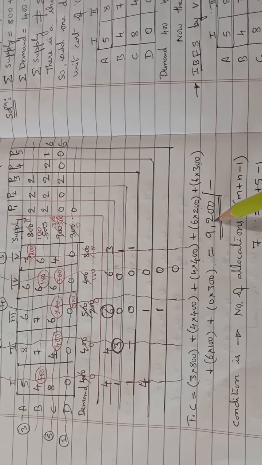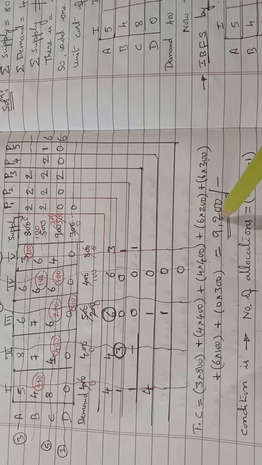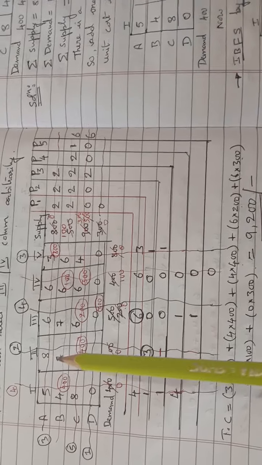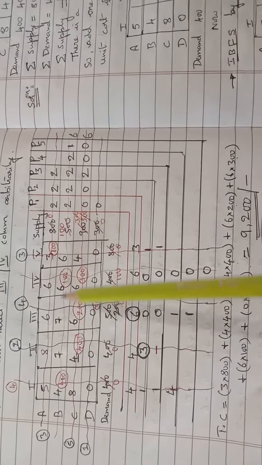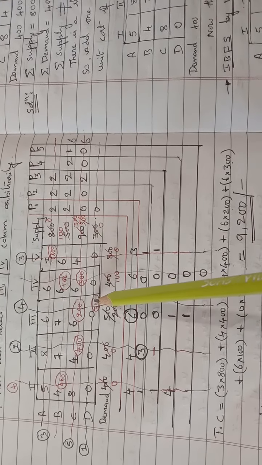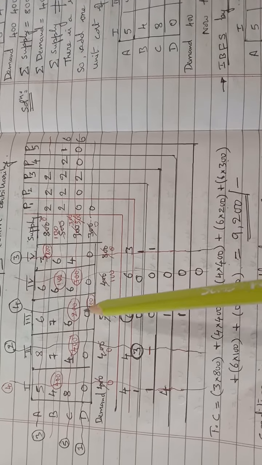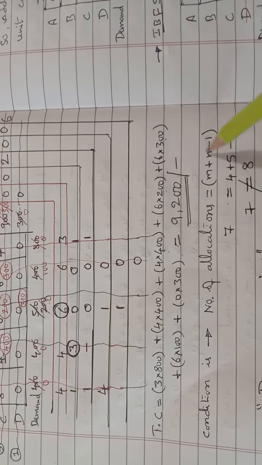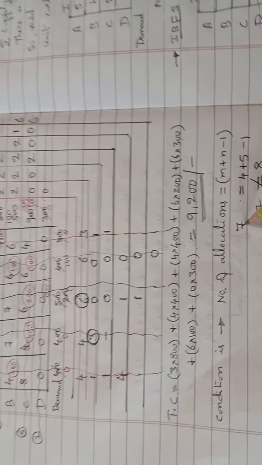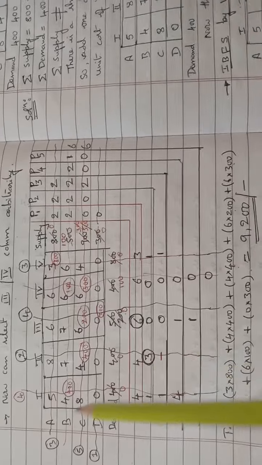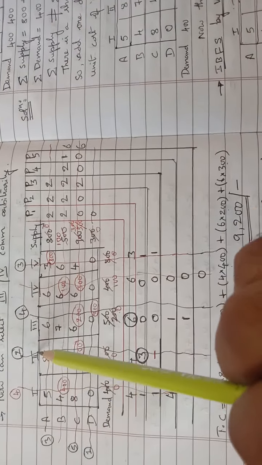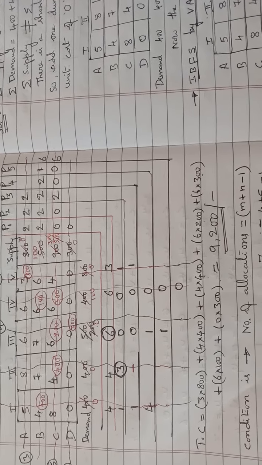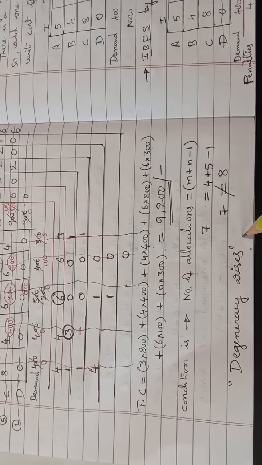Next we have to check whether there is degeneracy or non-degeneracy. For that we count the number of allocations. The number of allocations is 1, 2, 3, 4, 5, 6 and 7, so 7. But the condition is that the number of allocations must be equal to m plus n minus 1. Here the number of allocations we got is 7, the number of rows m is 4 and the number of columns n is 5. So 4 plus 5 minus 1 is 8, and 7 is not equal to 8. So degeneracy arises.